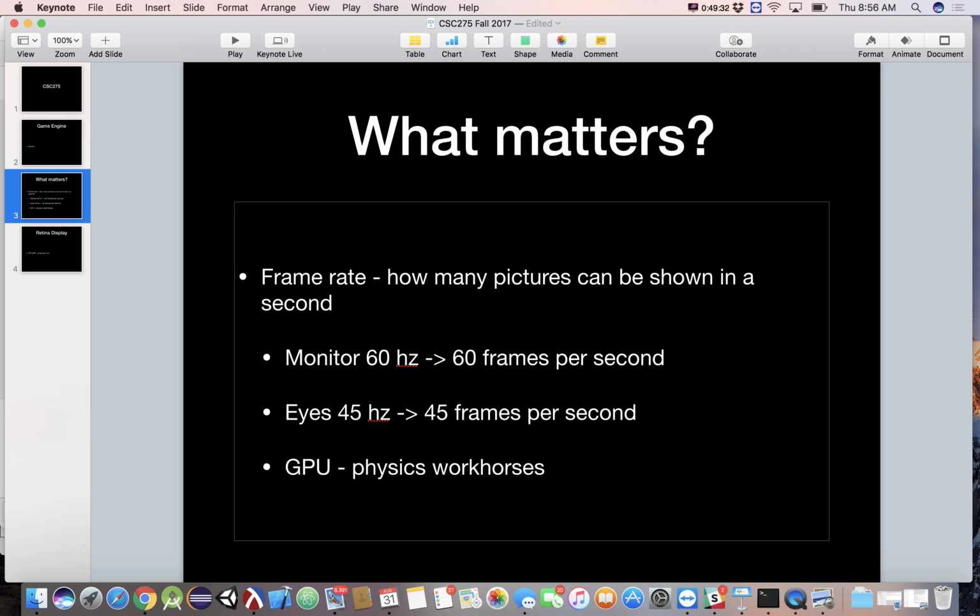But who cares? I mean, if you're getting 300 frames per second, it doesn't matter. Our eyes can't see that. We were saying at the end of class last time, what's the benefit of having 300 frames per second versus 90 frames per second if our eyes can only see 45 frames a second?